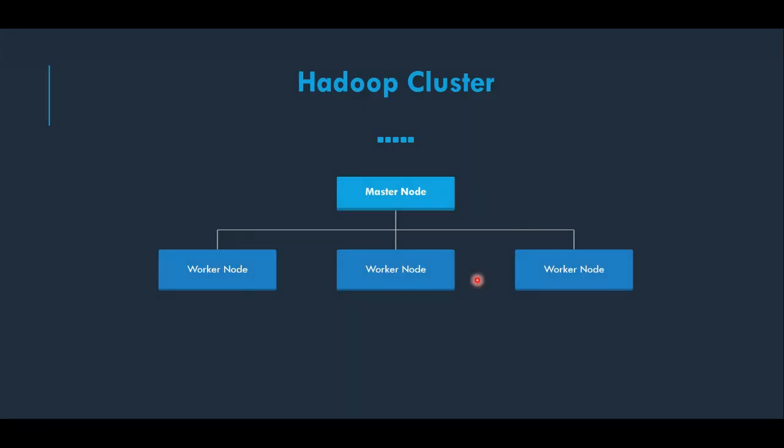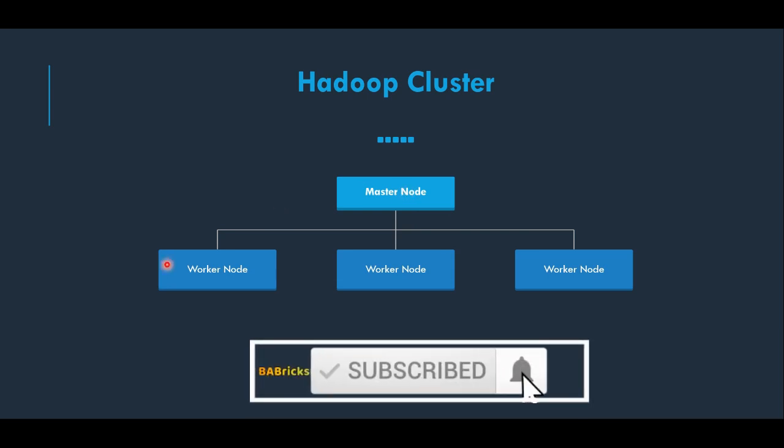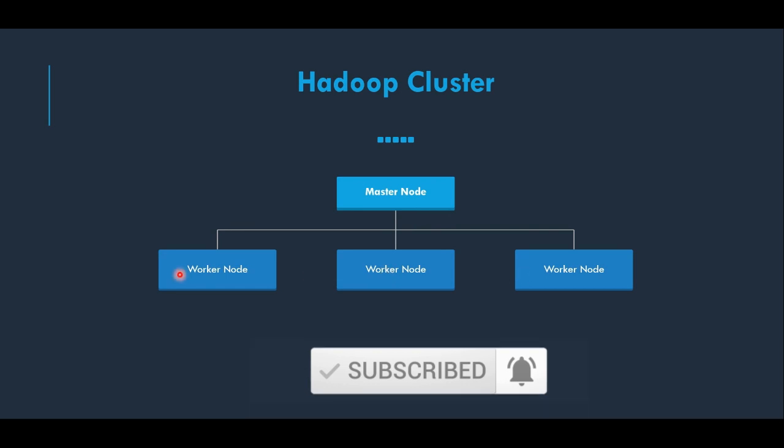As a very holistic and general view from the top of the Hadoop cluster, which is presented in this picture, we have one master node in the Hadoop cluster to manage and schedule different types of tasks. To perform each task, we have different worker nodes.